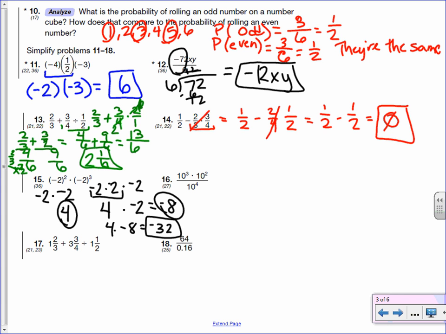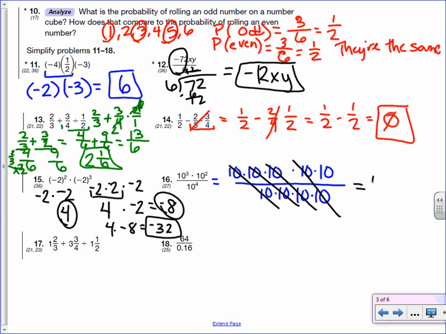We can do this one a couple of different ways. We can actually write out what they mean. So we have 10 times 10 times 10, that's 10 to the third. And then 10 squared is 10 times 10. And then 10 to the fourth. So anything that matches up, these ones will all cancel, and we end up with 10 as our final answer.